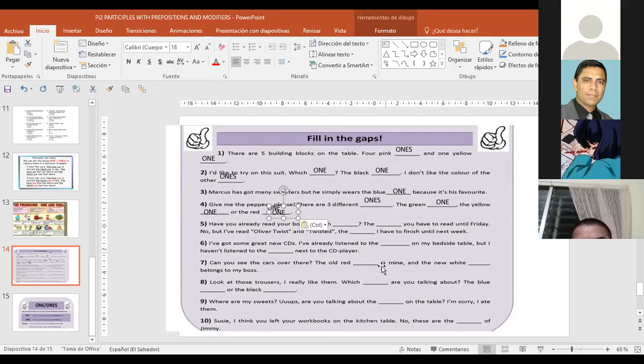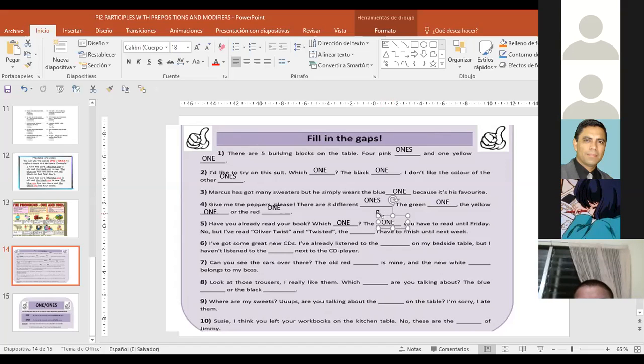Have you already read your book? Which one? The one you have to read until Friday. No, but I read Oliver Twist. The one I have to finish until next week. Okay, very good. In this case, all of them are singular, because we are talking about one book. Very good.